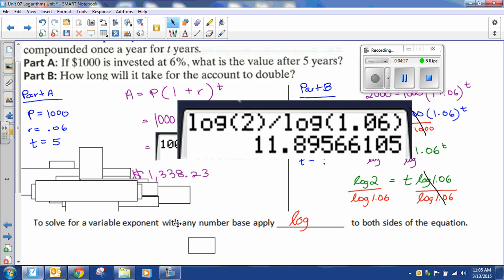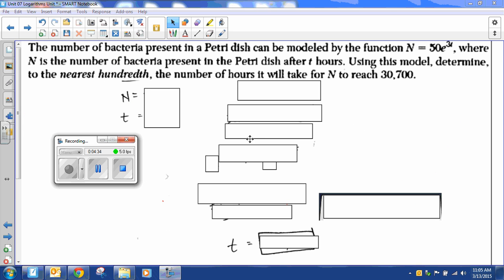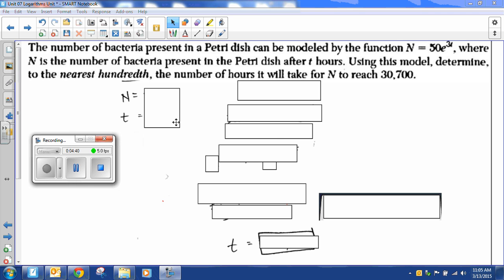To solve for a variable exponent with any number base, apply log to both sides of the equation. You may recognize this one from a recent test that you really weren't ready for yet. So we're going to omit this problem from the test, not count it against you.